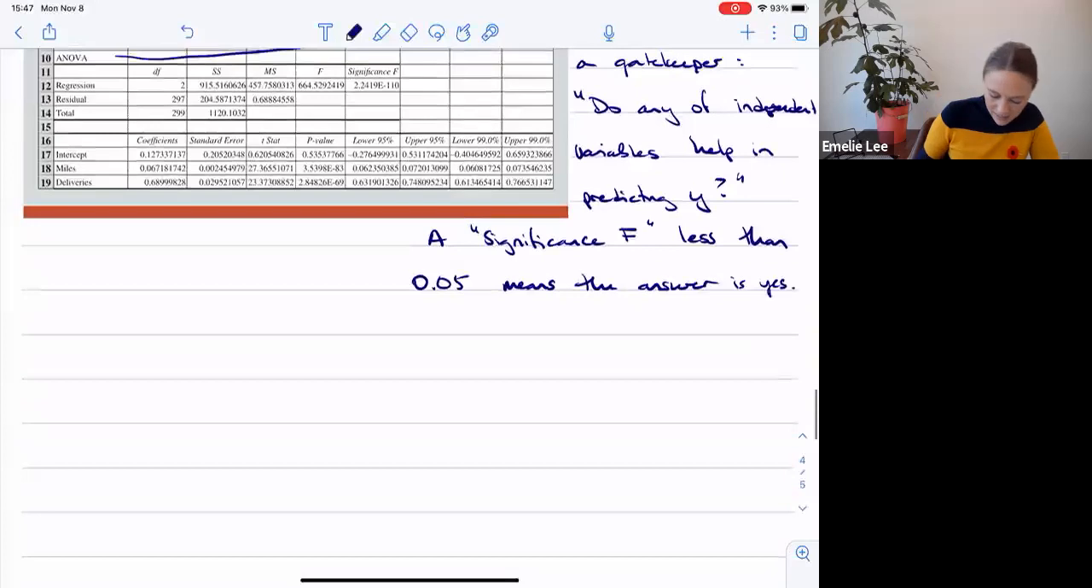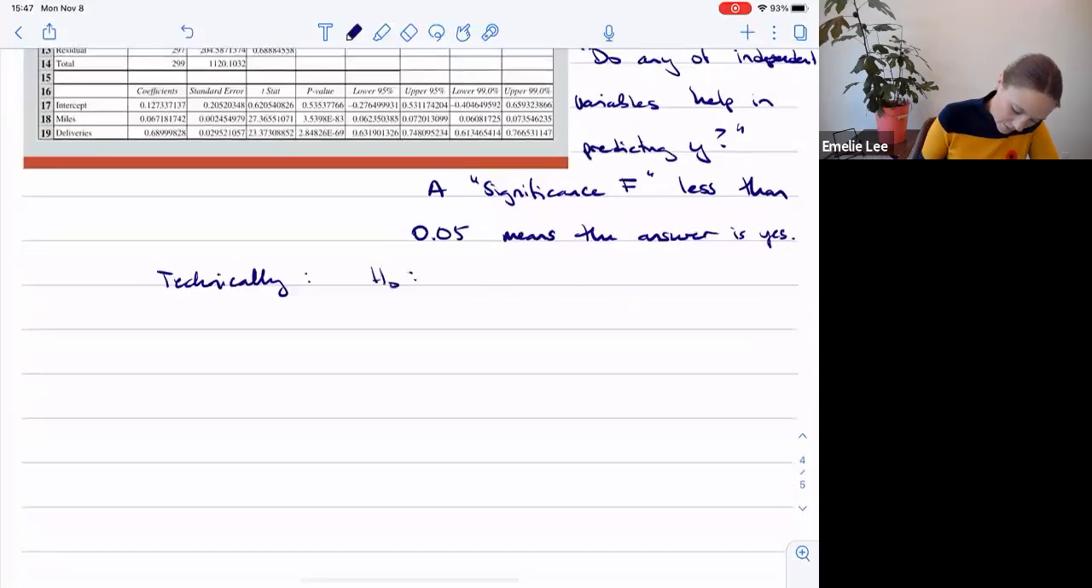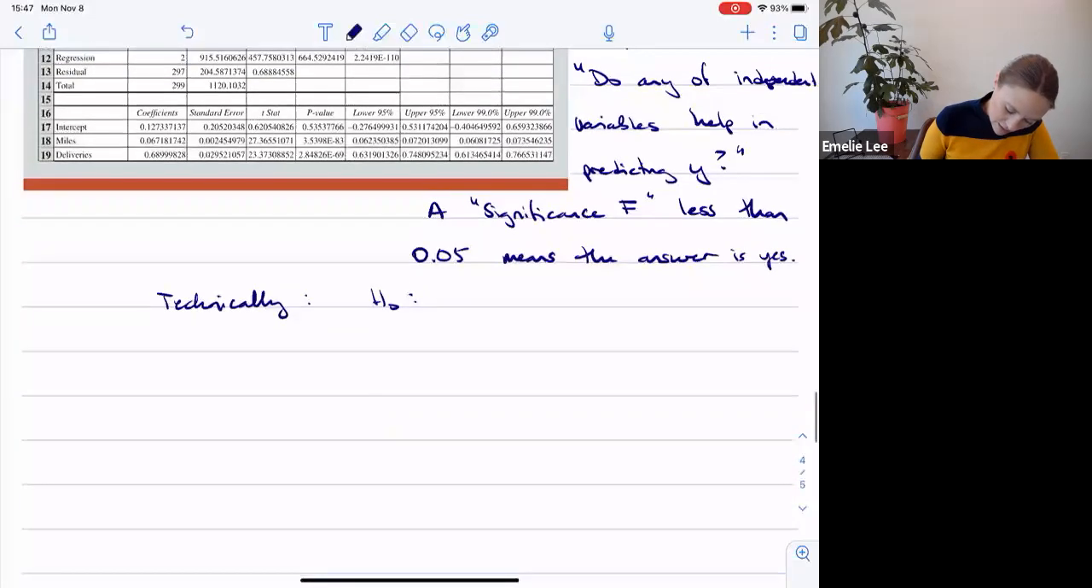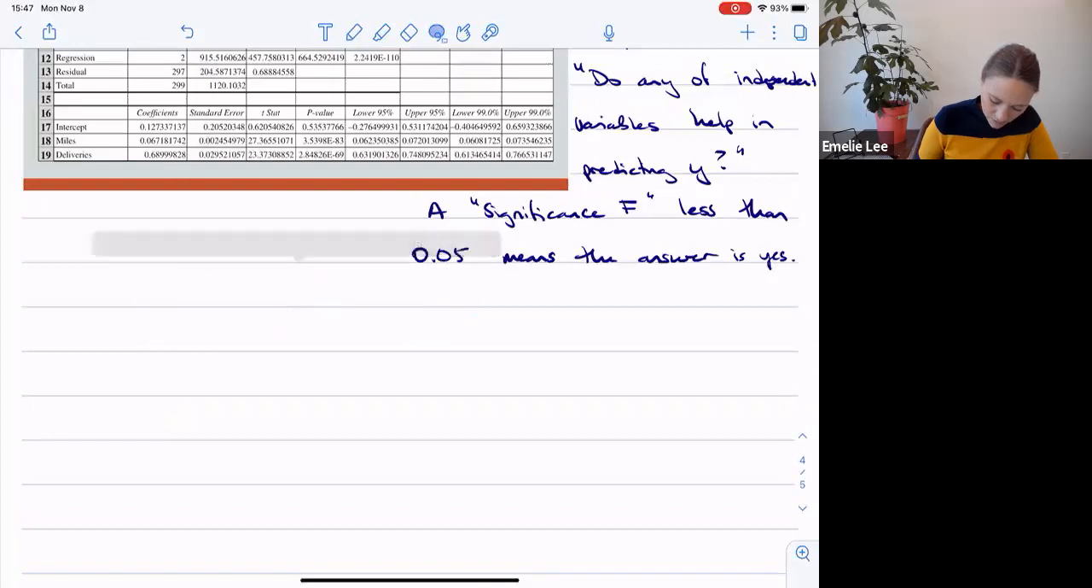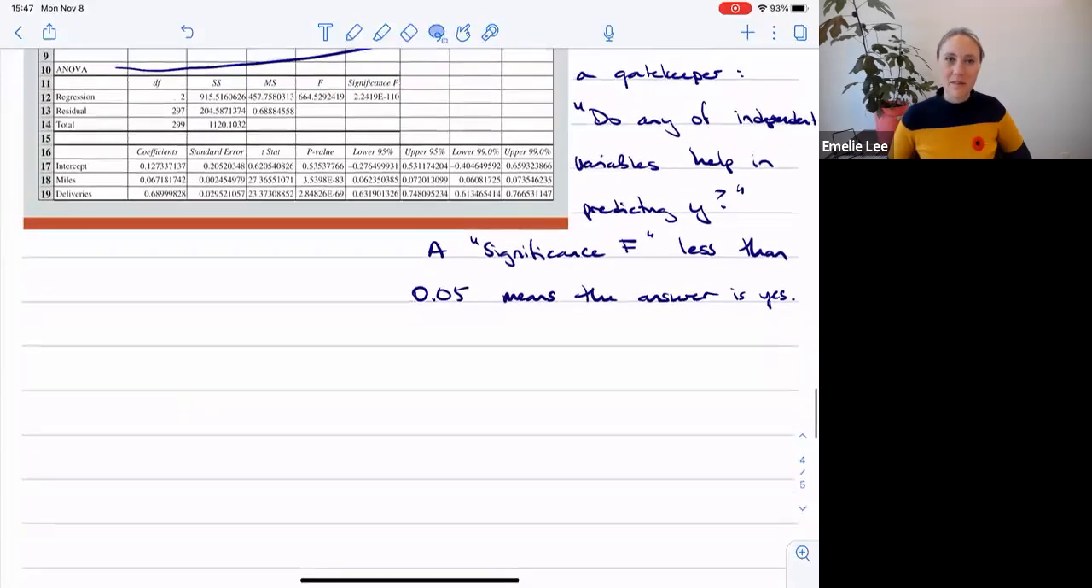Okay. It's technically checking the null hypothesis that mu, no, let's not go there. Can of worms. Phew.